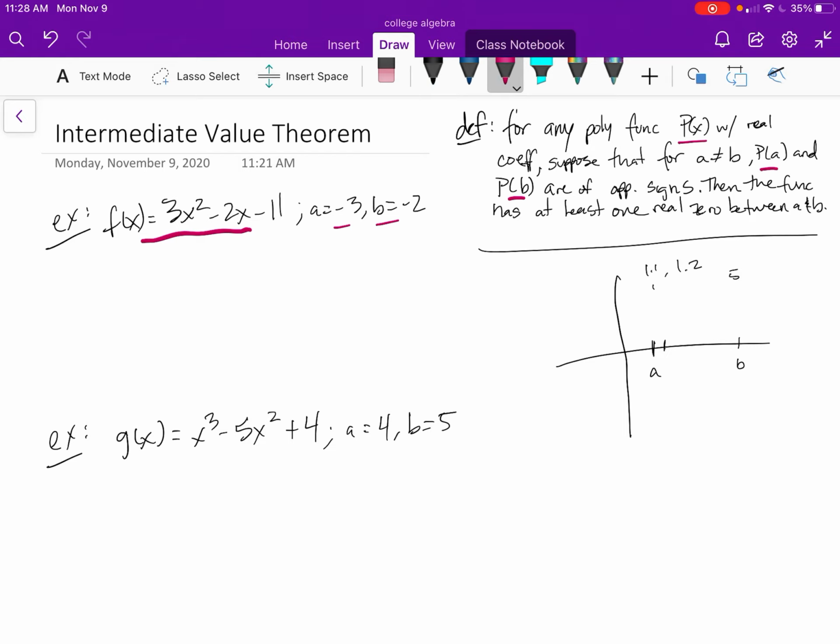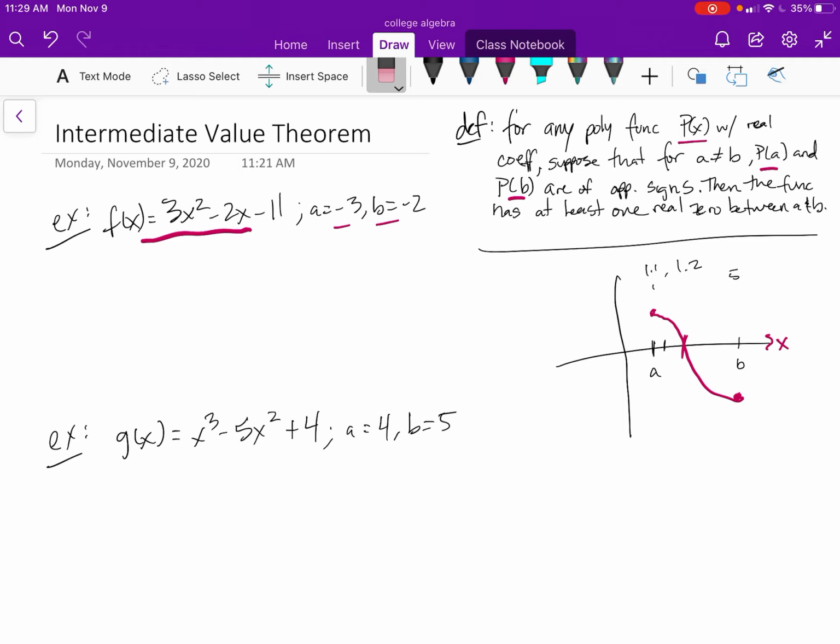So it's saying if you plugged in a and got a positive, and you plug in b and you get a negative, and this is all real, there are no asymptotes, it's a polynomial function, then there has to be a zero in between a and b, because how do I get from here to here without crossing the x-axis? Impossible, right? Unless there was an asymptote or jump, but then it wouldn't be a polynomial function with real coefficients.